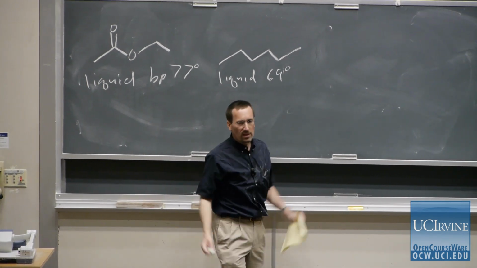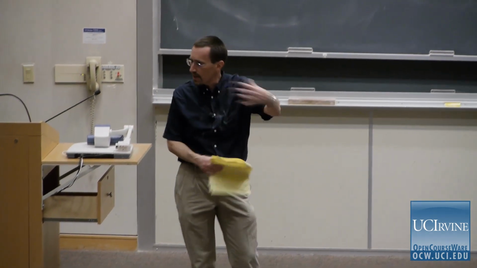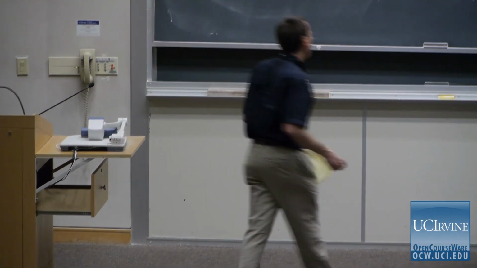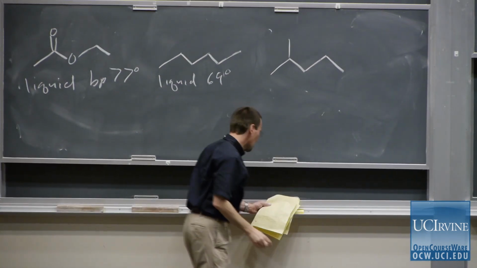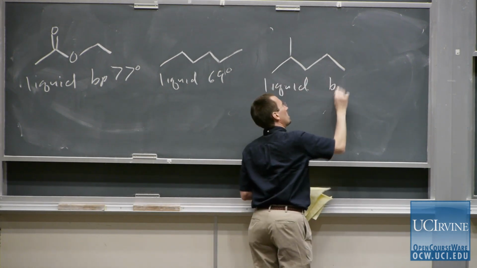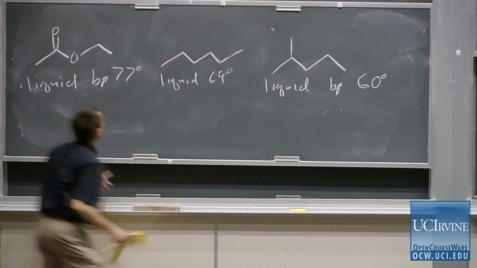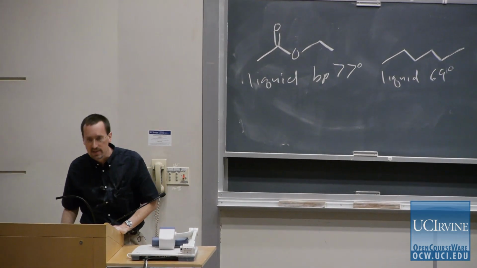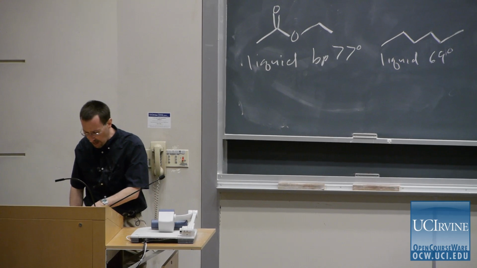And then if you say, well, we learned when we talked about van der Waals contacts that if you have a more linear molecule, you get more van der Waals contact. And of course, ethyl acetate sort of has a branch in it. You might say maybe it would be a better comparison to compare it to 2-methylpentane. And 2-methylpentane is also a liquid, with a boiling point of 60 degrees. And so the take-home message is, not surprisingly, ethyl acetate has a higher boiling point than molecules of similar size that don't have dipoles in them.